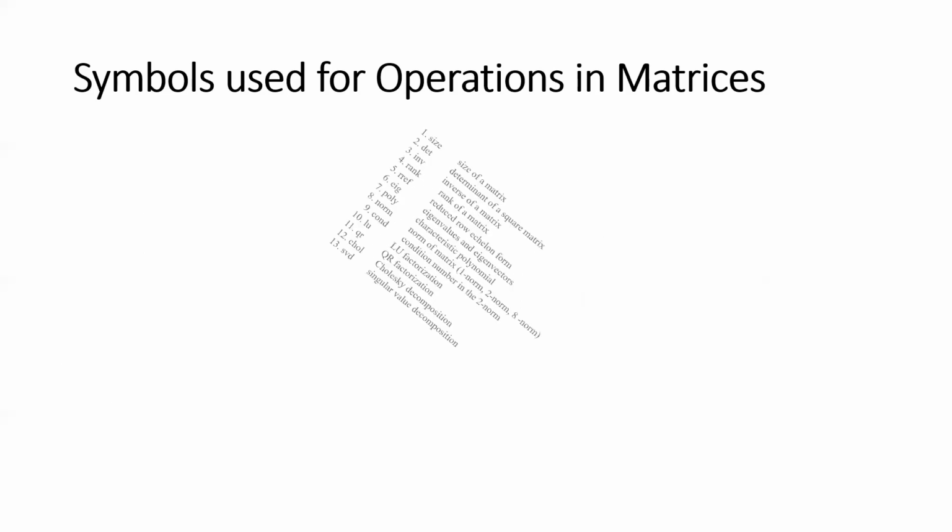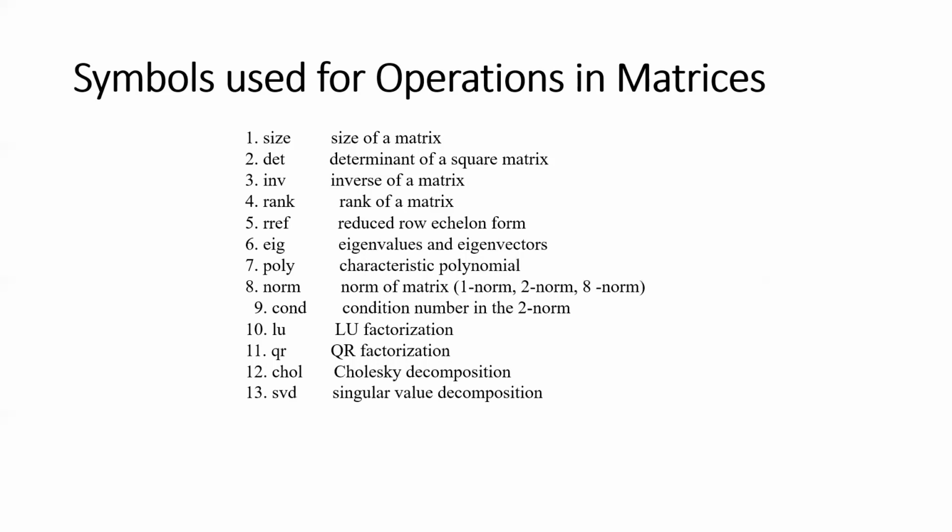Other than this, there are a few more matrix operation commands which are used here in MATLAB. Most used are size, determinant, the inverse of a matrix, rank of a matrix, eigenvalues and eigenvectors. These are the main things. However, in this course, for the purpose of knowing all the things, I have mentioned all the instructions that are useful for matrix operations here. Now we'll move towards one example using the MATLAB window.